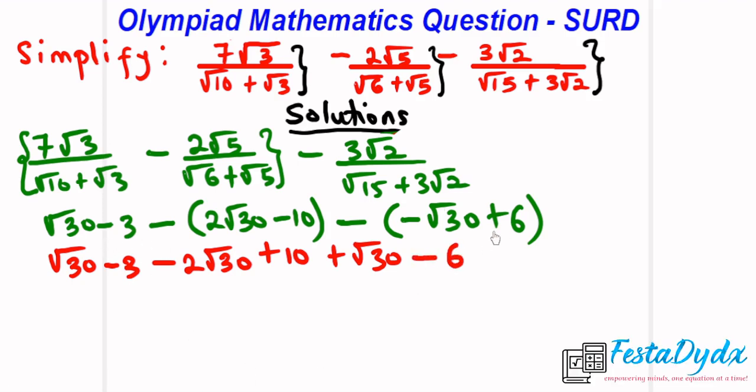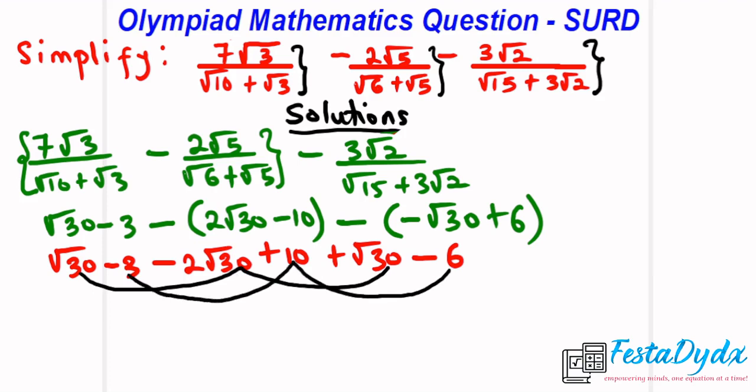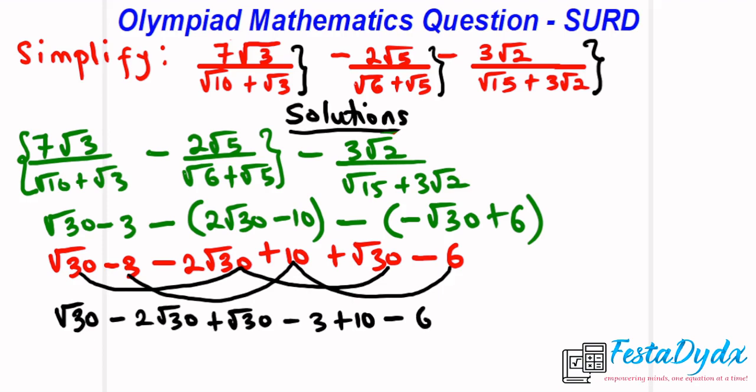So now that we've been able to clear the bracket, the next thing we have to do is to collect like terms. We are going to collect like terms, surd for surd, rational number for rational number. So we have root 30 minus 2 root 30 plus root 30 minus 3 plus 10 minus 6. So root 30, let's assume there's an invisible 1 here and there's also an invisible 1 here. So now let's solve this all together.